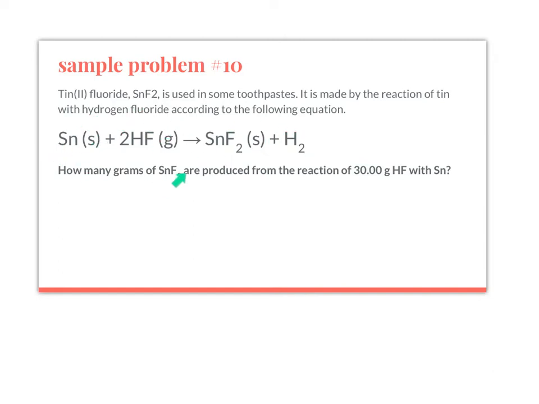We have 1 tin, 2 hydrogens, and 2 fluorines. So it's balanced. So, got that taken care of. Now you have to identify our given and our unknown. It says how many grams of SnF2 are produced from the reaction of 30 grams of HF with Sn. So here, this is the unknown because it's asking us how many, and it's giving us this, so that's our given.